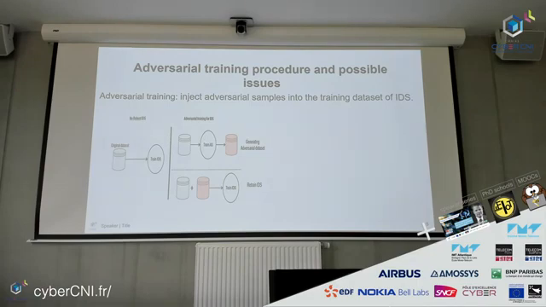So we have two steps: the generation step and the retraining step. Here, the gray one is the original dataset, and the red one is the generated adversarial samples. So we add these together and retrain the IDS on them.